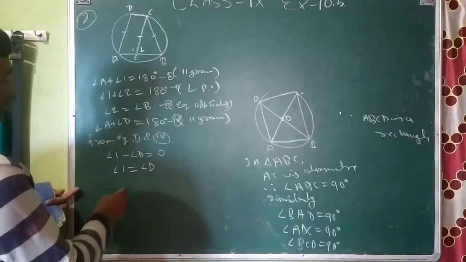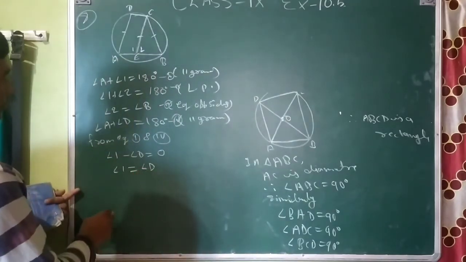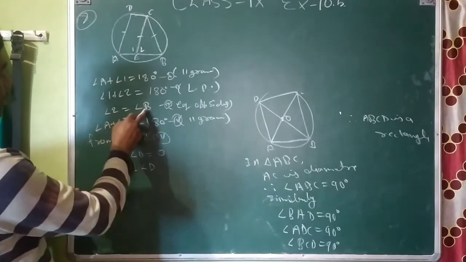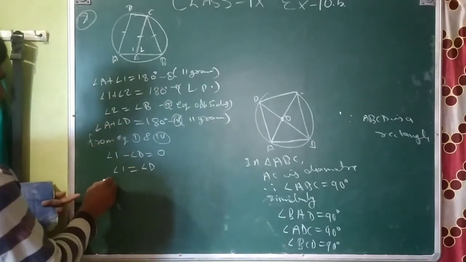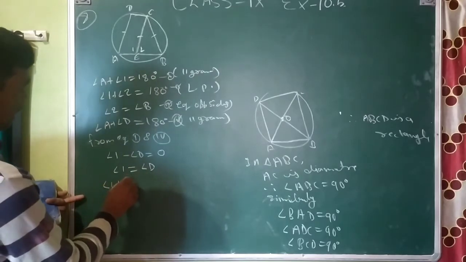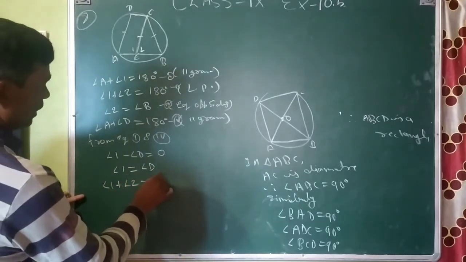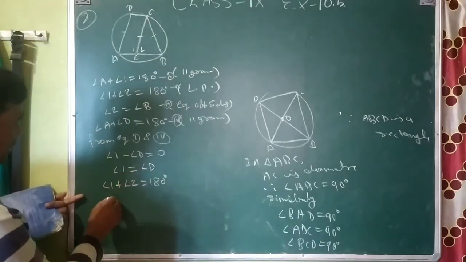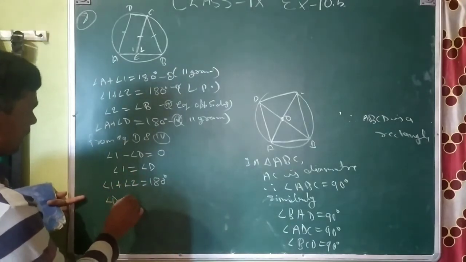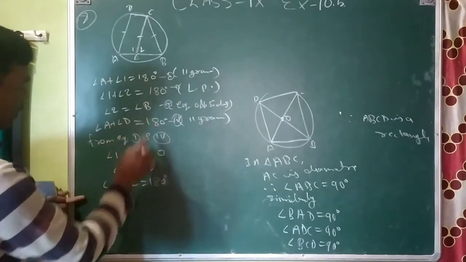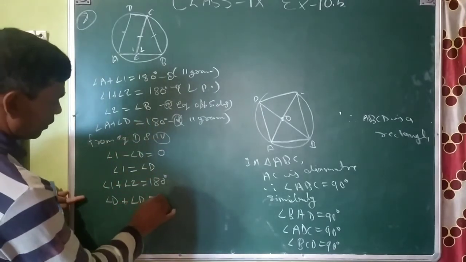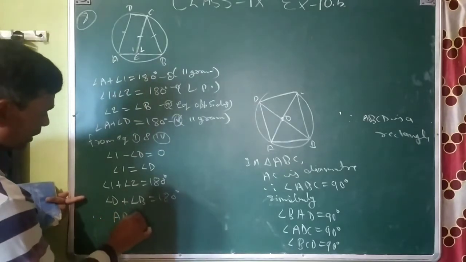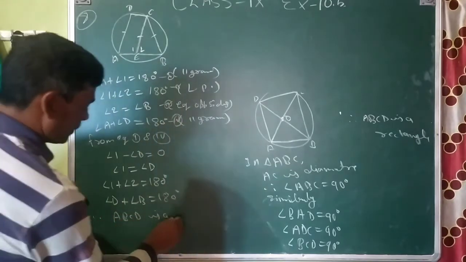And then you will see that 1 is equal to D, and 2 is equal to B. So angle 1 plus angle 2 is equal to 180 degrees, and in the place of angle 1 we place angle D, and in the place of angle 2 we place angle B, so angle D plus angle B is equal to 180 degrees. So A, B, C, D is cyclic.